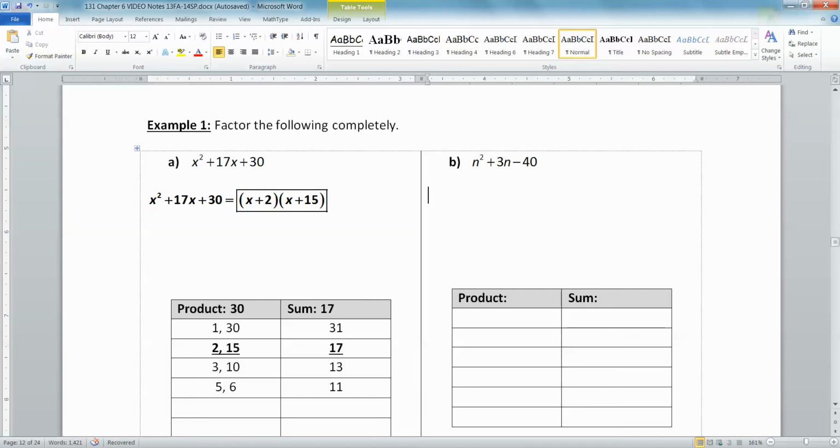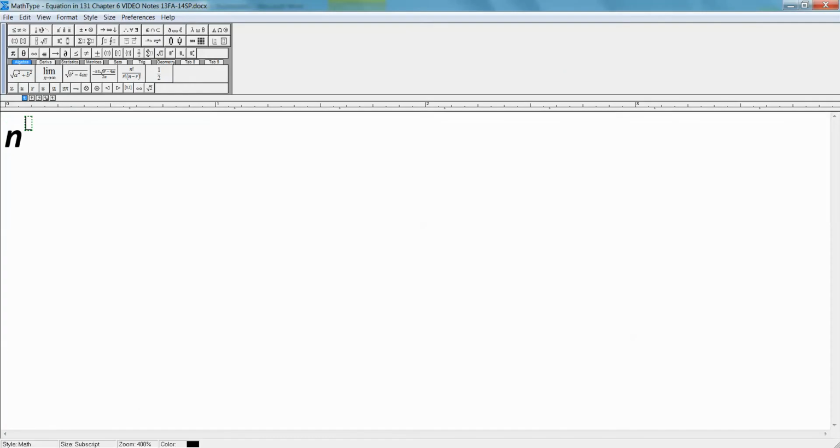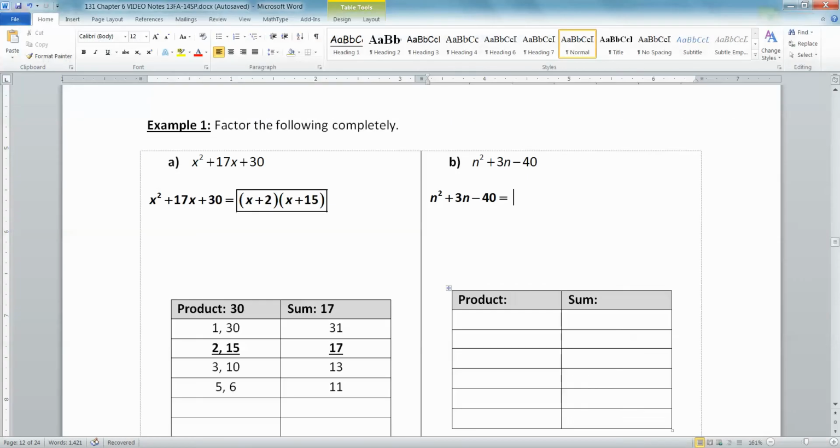All right, so next one. N squared plus 3n minus 40. Okay, so we need two numbers that multiply to negative 40, but they need to add up to positive 3. Now this is going to be a little bit trickier because we need to multiply to a negative number. So that means one of these is positive and one's negative. So you could do 1 and negative 40. You could do 2 and negative 20.